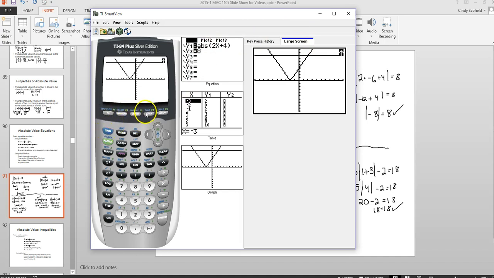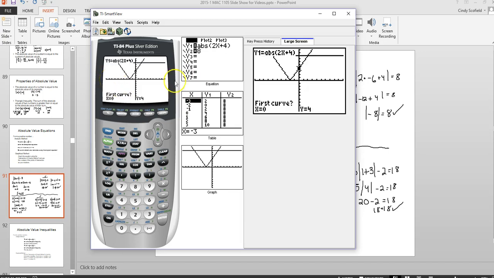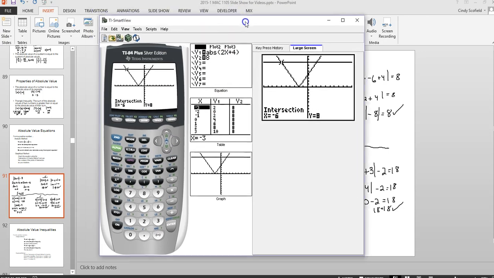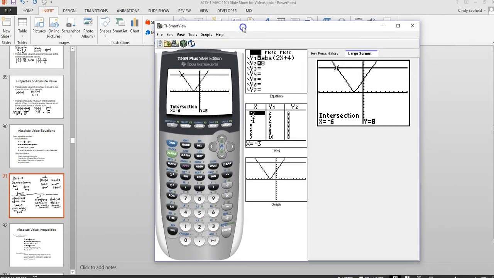So I'm going to go to second trace to calculate intersection. Number 5, intersect. Let's get over close to that first intersection, otherwise it might not give me the one I want right now. So enter, enter, enter. And then that first intersection, you're saying x equals -6. And that's exactly one of the solutions I got.